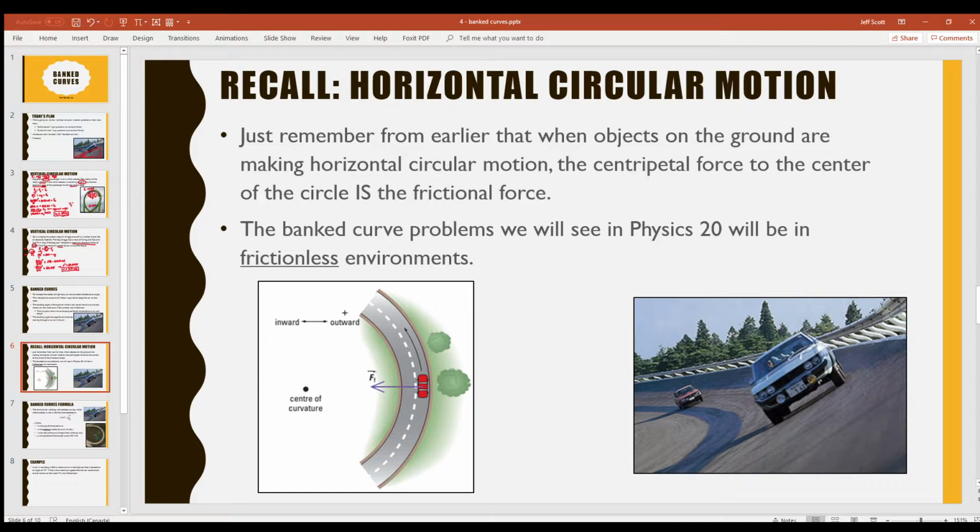This way we can actually just use the same formula over and over again. If you introduce friction to the mix, it actually just makes things more complicated and there's more calculations that need to be done. And that's not part of Physics 20. So for now, we're just going to assume every banked curve problem we deal with is going to be frictionless.